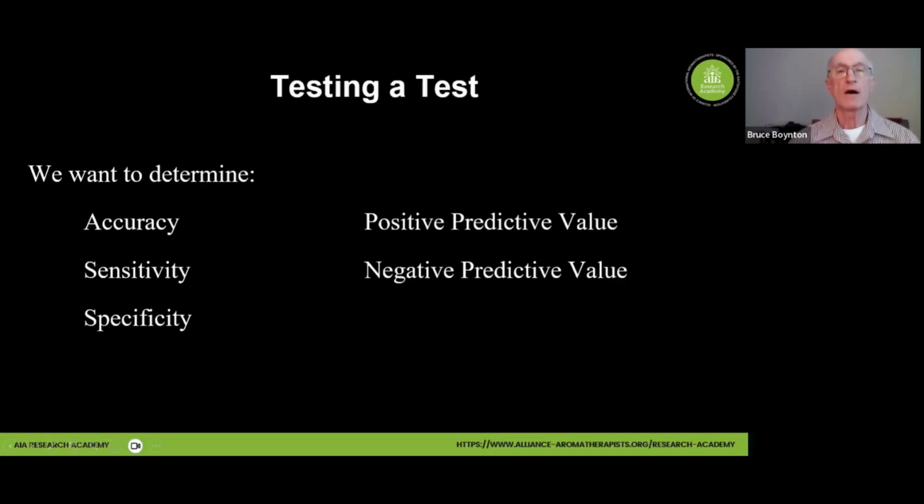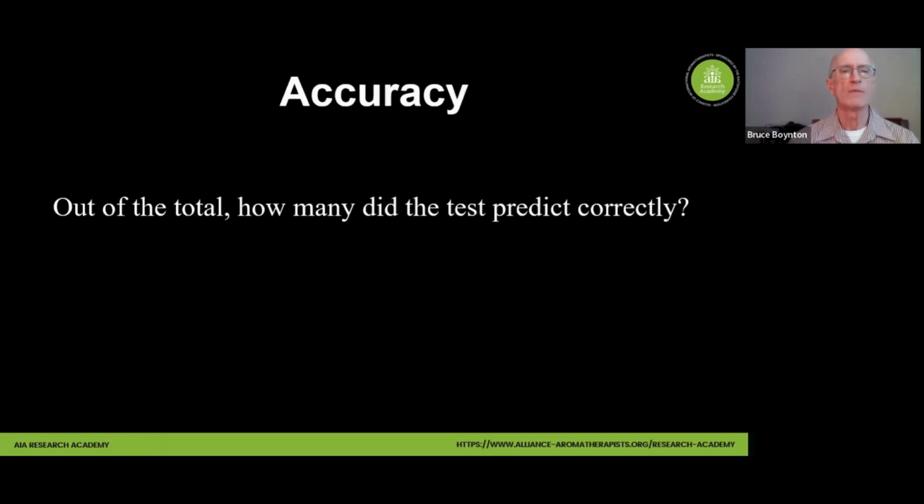Okay, now we're going to examine a test, and we want to determine the accuracy, the sensitivity, the specificity, and positive and negative predictive value of this test. Now, what are they anyhow? Well, it's just the usual thought about accuracy. Out of the total things that you had to predict with your test, how many did the test predict correctly?